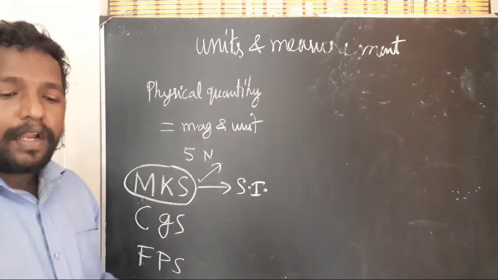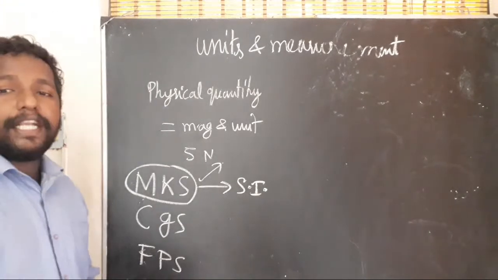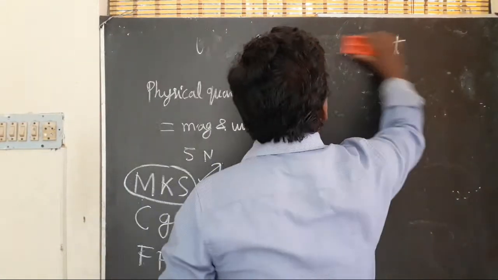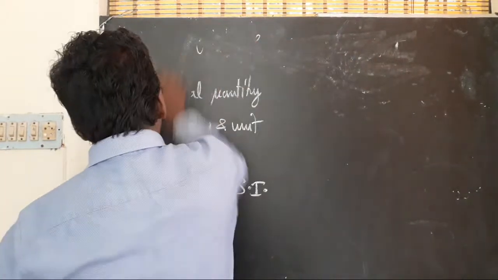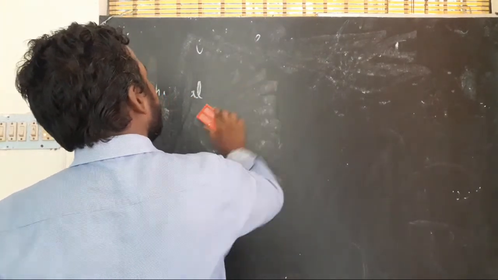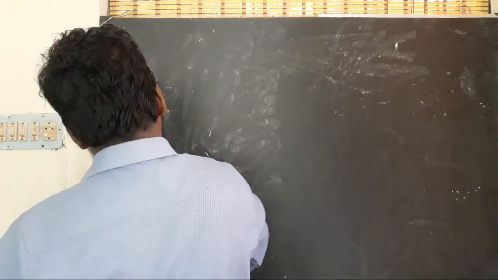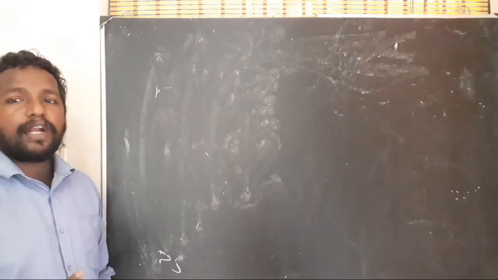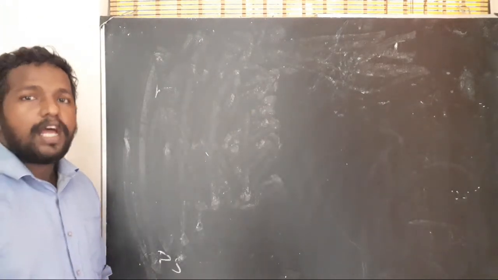Now we'll be seeing what quantities are. There are 2 types of quantities: fundamental quantities and derived quantities. The advantage of the SI system is that it is convenient, and we can easily convert one unit to another unit. Many advantages are there for the SI unit.